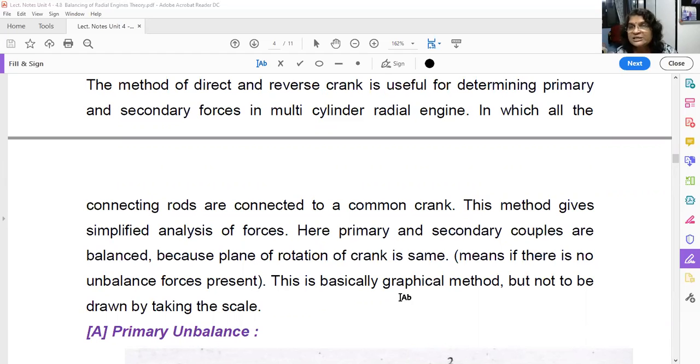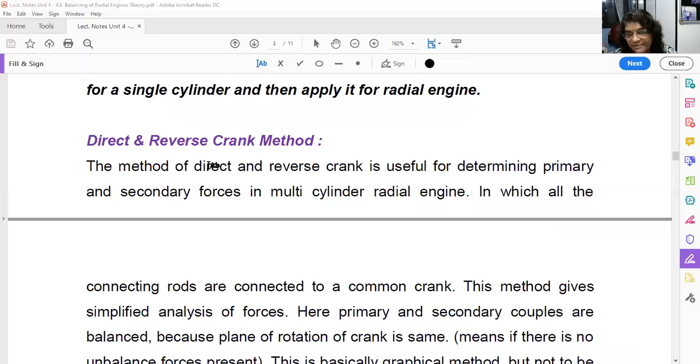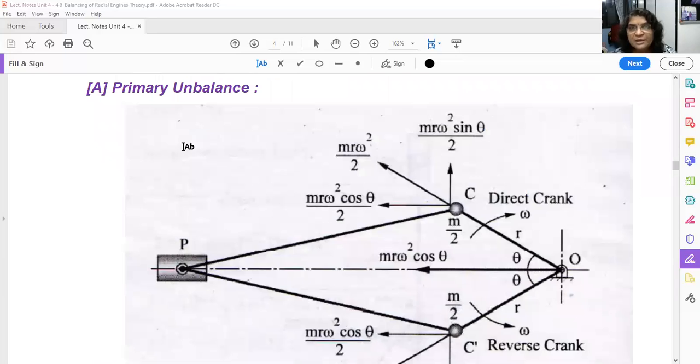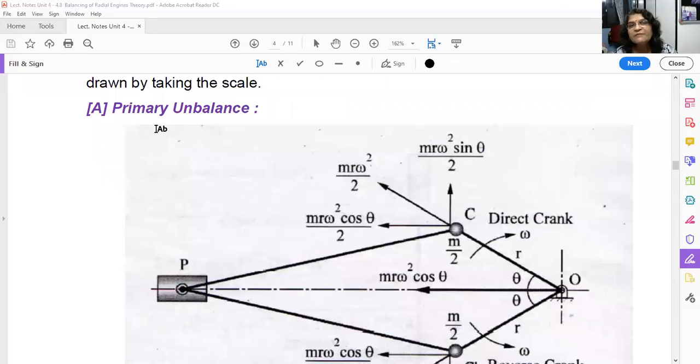So this is basically a graphical method, but the polygons are not drawn to scale. What is the name of the method? Direct and reverse crank method. So let us understand the concept. Let us apply this method for primary unbalanced forces for a single cylinder engine.